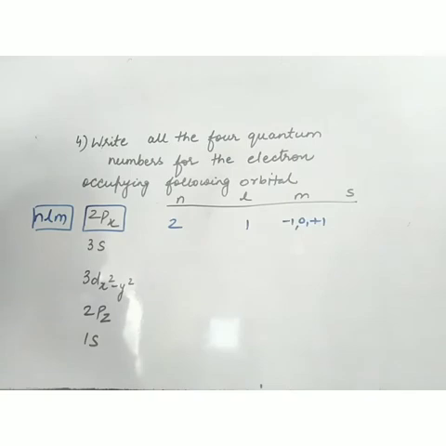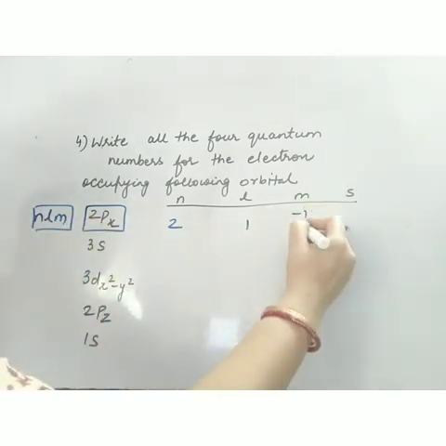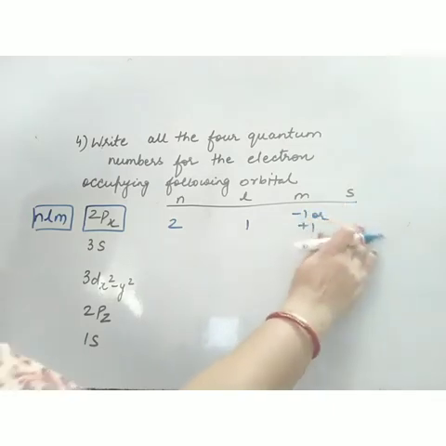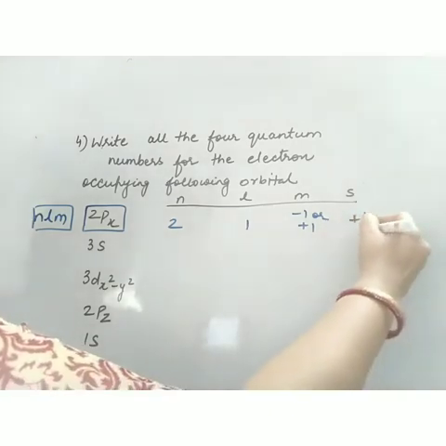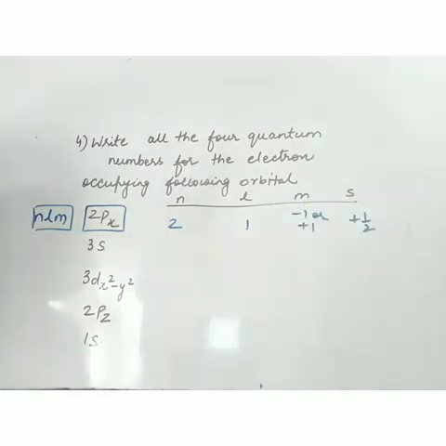But in the previous video we learned that if px or py is there, we can have the value either minus 1 or plus 1. So any value you can write. For pz, the value is 0. And the spin quantum number, it's your choice. You can write plus half or minus half.